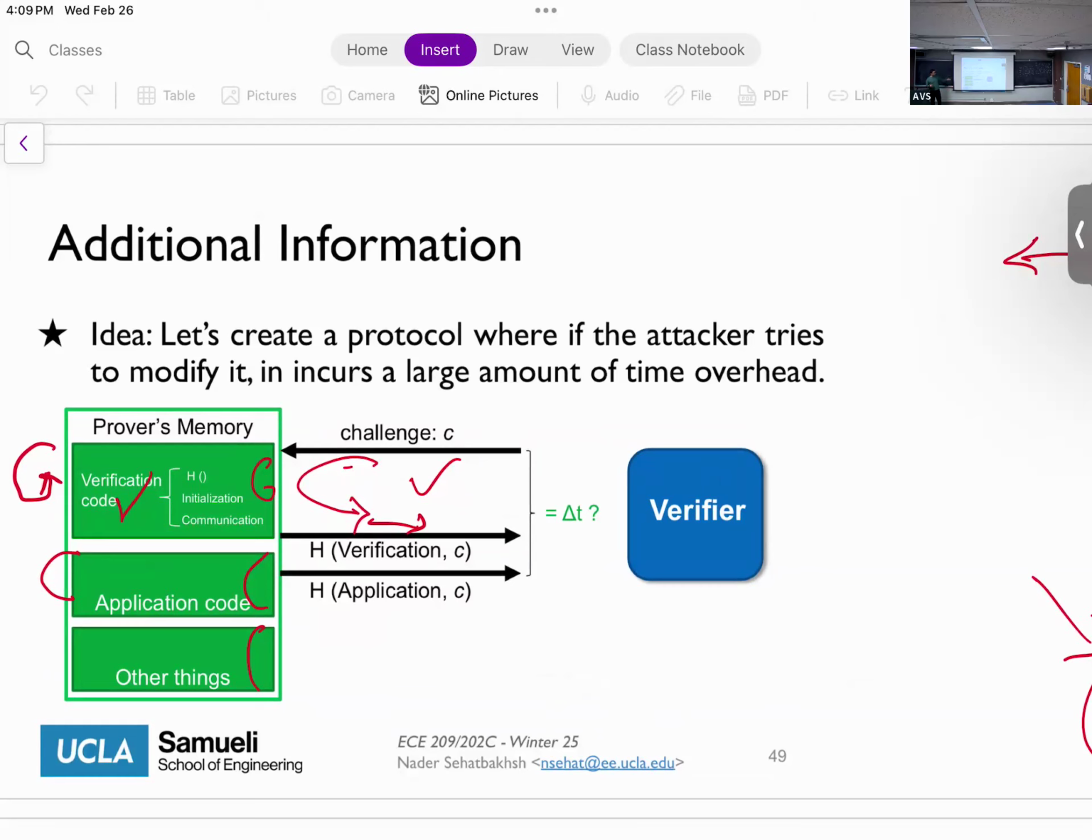So the full process will look like this: the verifier sends a challenge, starts a timer. So the timer starts here.